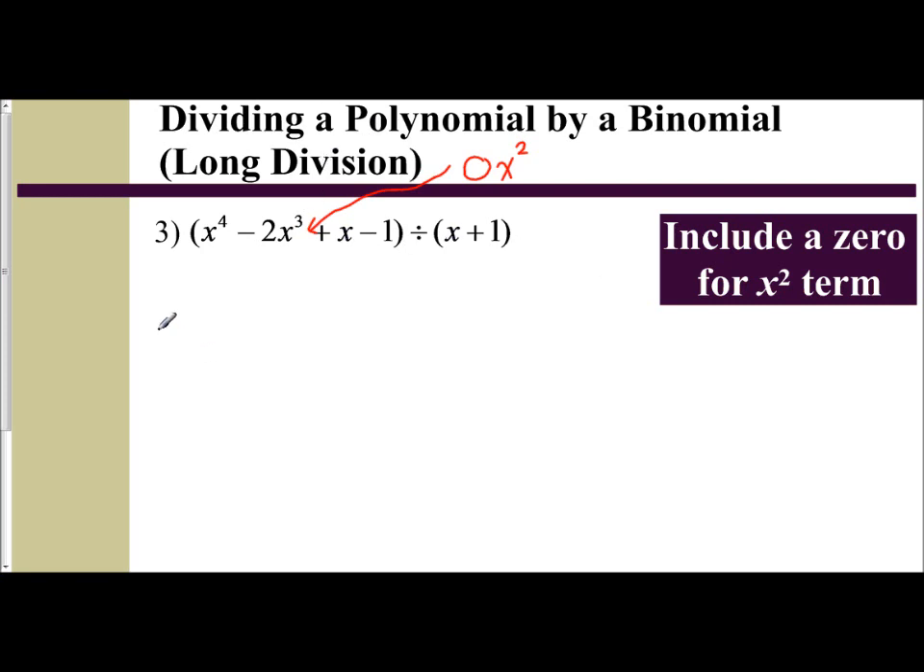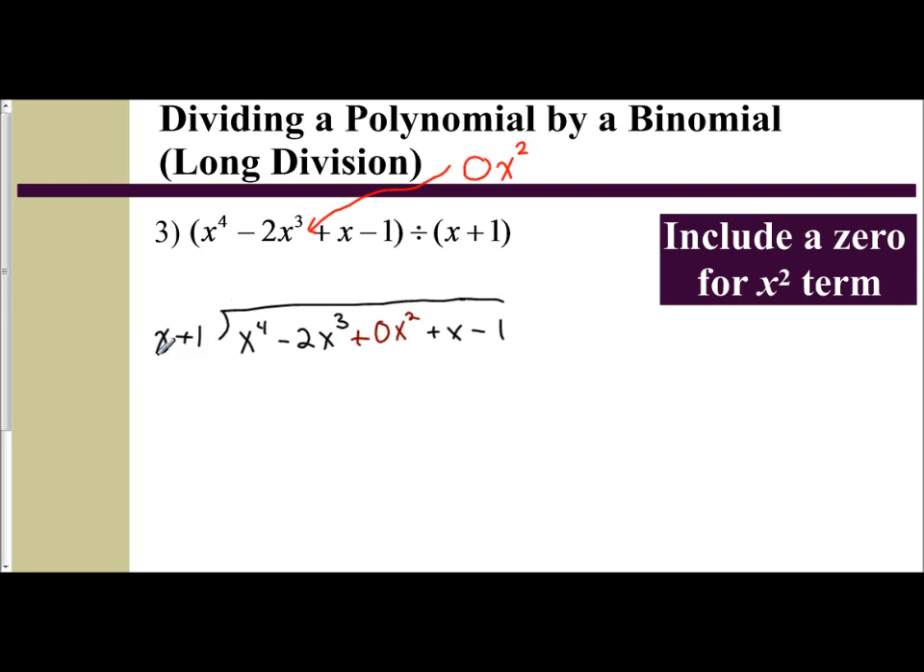We're dividing by x plus 1. So I have my x plus 1 on the outside. And on the inside, I'm going to have my x to the fourth minus 2x cubed. And I'm going to insert my 0x squared term because it's missing. And then I have my plus x minus 1.